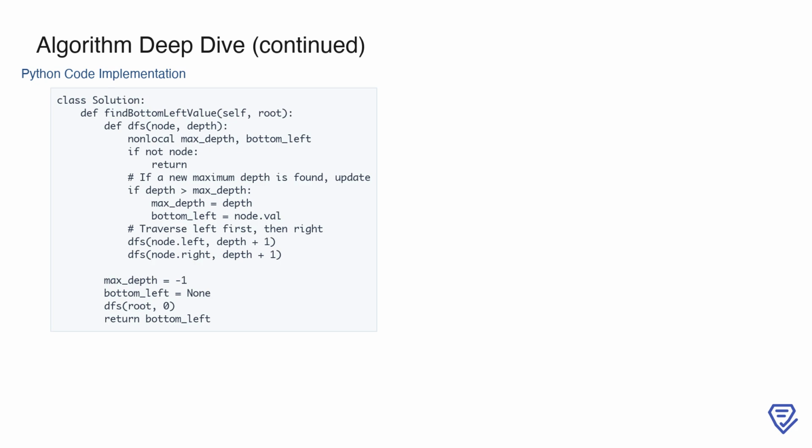The traversal prioritizes the left child by calling DFS on the left node first, followed by the right node, incrementing the depth with each call. Before starting the DFS, we initialize max_depth to -1 and bottom_left to None. The DFS is then invoked with the root node at depth 0. Once the traversal is complete, the value stored in bottom_left is returned as the result. This implementation is concise, efficient, and directly follows the algorithm we've outlined.